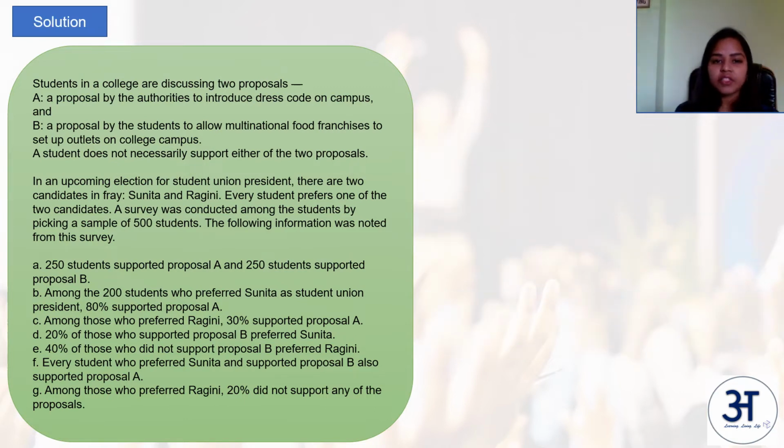So we'll be reading the question and we will be parallelly writing the data which we get from the question. Students in a college are discussing two proposals. A is a proposal by the authorities to introduce dress code on campus, and B is a proposal by the students to allow multinational food franchises to set up outlets on college campus. A student does not necessarily support either of the proposals.